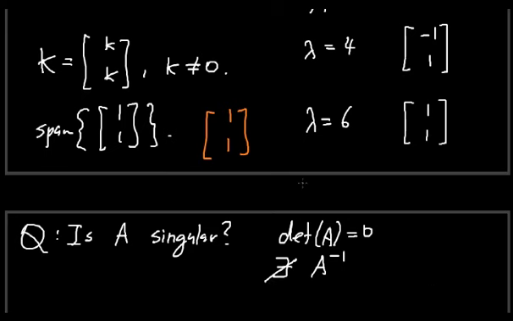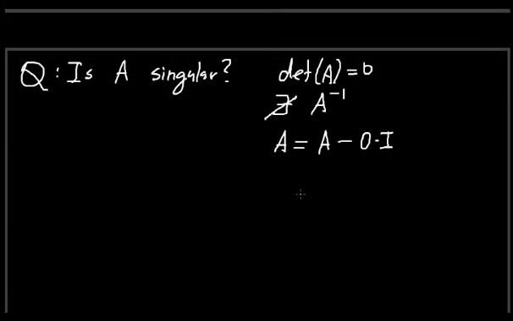The thing is that we can write down A as A minus 0 times I, you see? And so the determinant of A being 0 then means this determinant being 0. But of course, this is the same as to say that 0 is an eigenvalue.